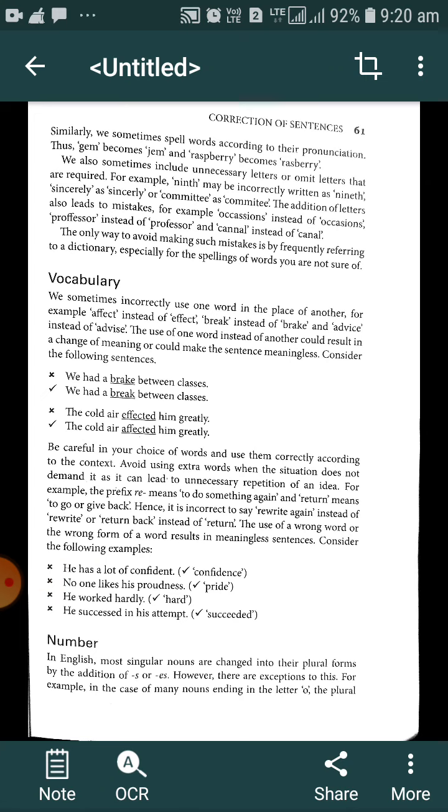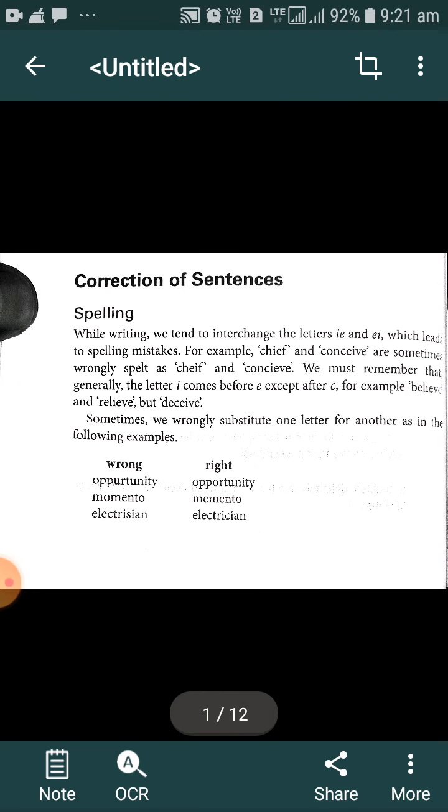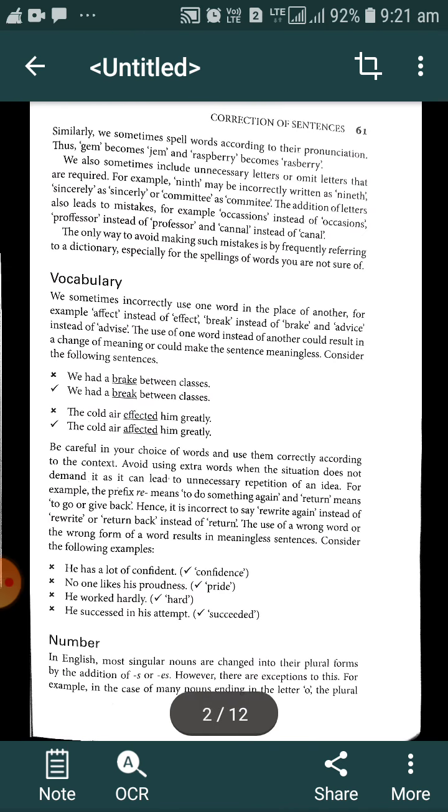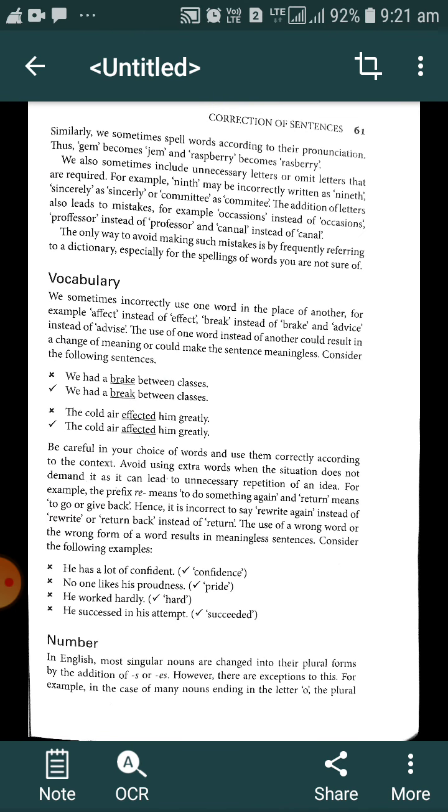In the last video we had started the correction of sentences, in which we discussed the correction as far as spelling is concerned, how to write the correct spelling of particular words, then vocabulary, how to choose the correct vocabulary to write any sentence. And today we are going to discuss another portion in correction of sentences, that is number.